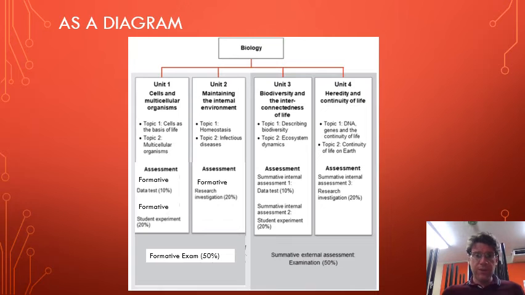Here you can see it as a diagram. So in unit 1, you'll have a data test and a student experiment based on cells and multicellular organisms. In grade 11, this assessment is formative, whereas in grade 12, it is summative. Okay? And then in unit 2 for grade 11s, you'll do your research investigation and your final exam on both units. In grade 12, you'll do a data test and a student experiment on unit 3, a research investigation on unit 4, and a summative external assessment on both units.